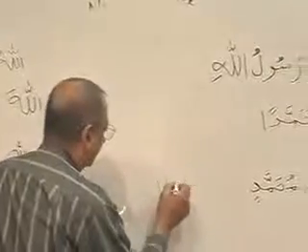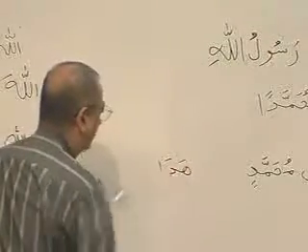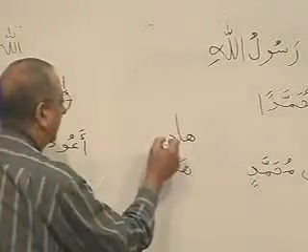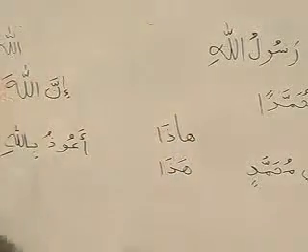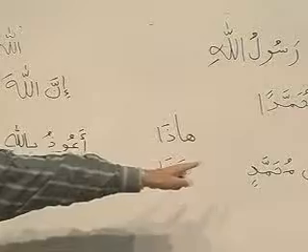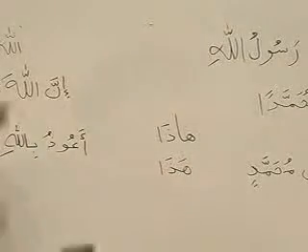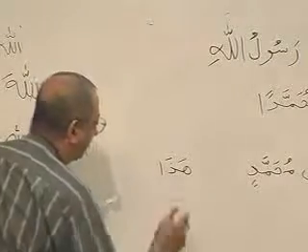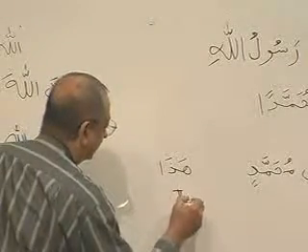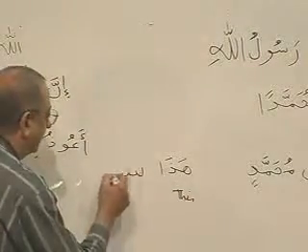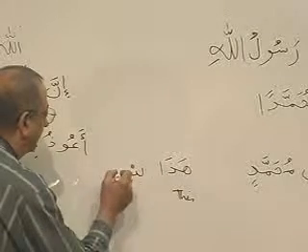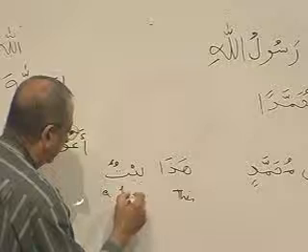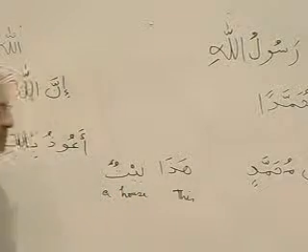Haza. See, it is pronounced like Haza. But this alif is not written. It is explained in the key also. So it is Haza. Okay. Haza means this. And Baitun means a house. Are you with me, brothers and sisters?